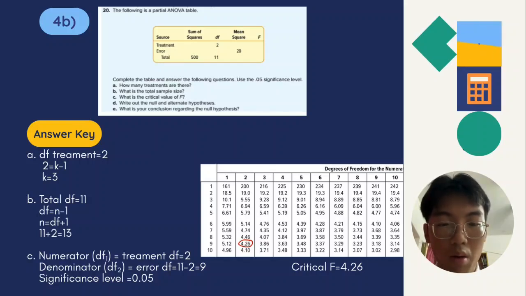So after that, the formula of total DF is DF equal n minus 1. So n equal DF plus 1, so 11 plus 2 equal 13. So the total sample size is 13. After that, question C, what is the critical value of F?